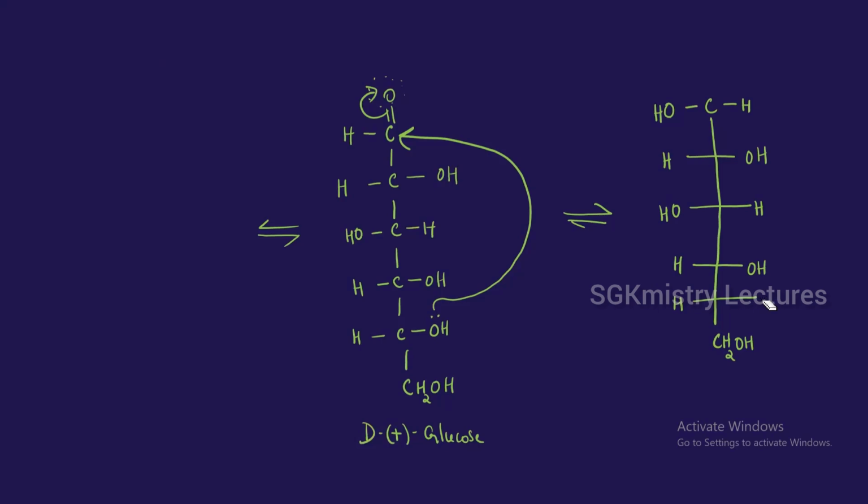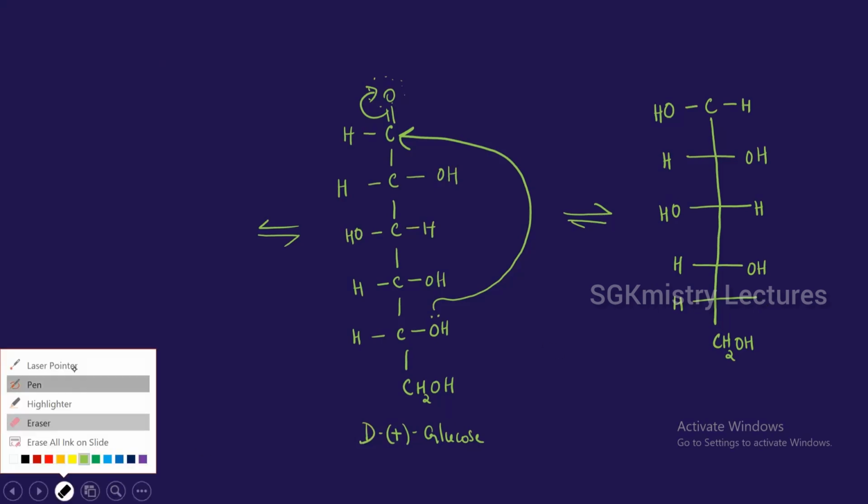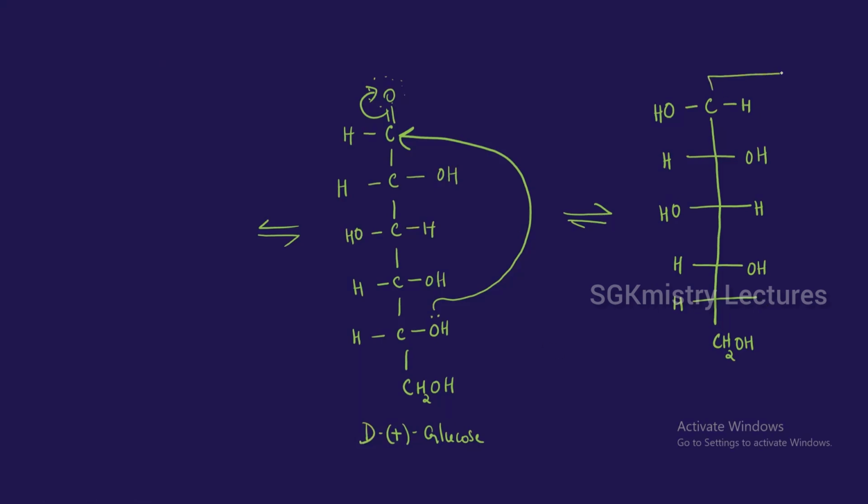It will be a ring structure like this. This O has donated the electrons, and this H will combine with this O to form OH. So I'm connecting this carbon with the previous carbon, which was the carbonyl carbon, and there is an oxygen connecting the two groups. This is how I'm going to write the cyclic structure for glucose.